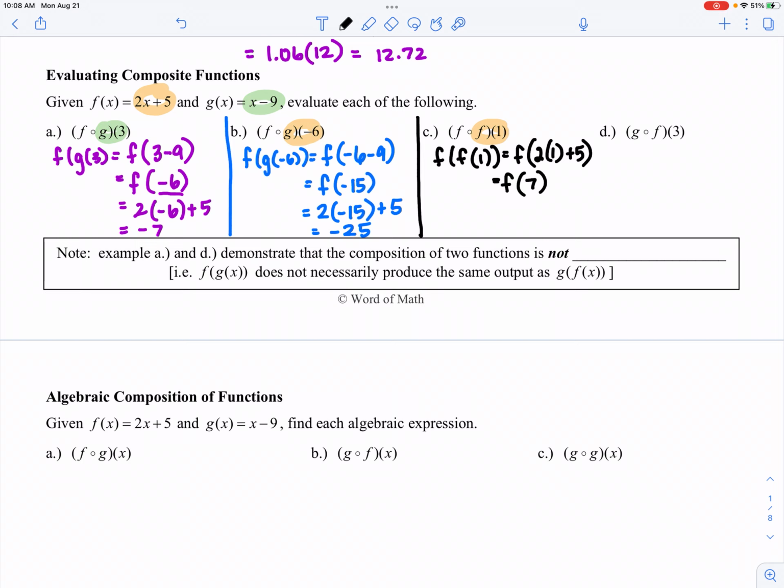Now we're looking at f of 7. So I'm going to input my 7 where my x goes in my f function. So it's 2 times 7 plus 5. And that gives me 2 times 7 is 14, plus 5 is 19.